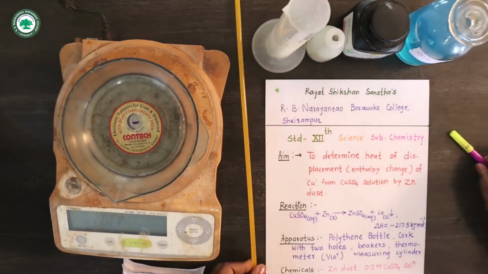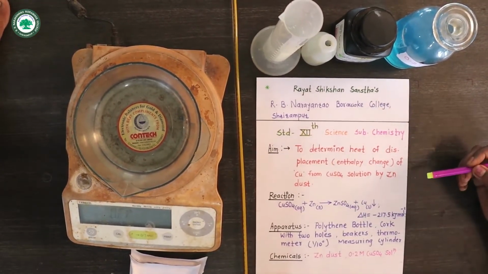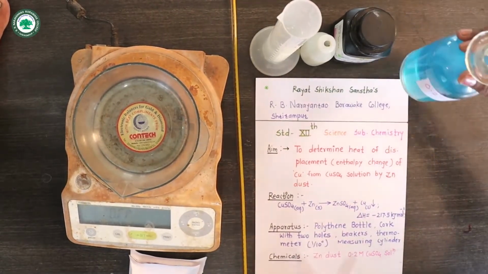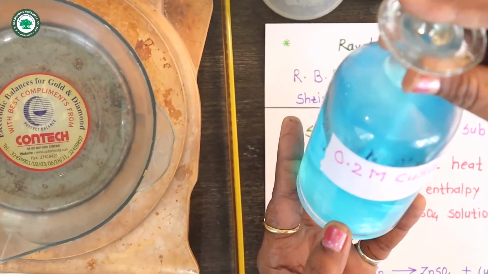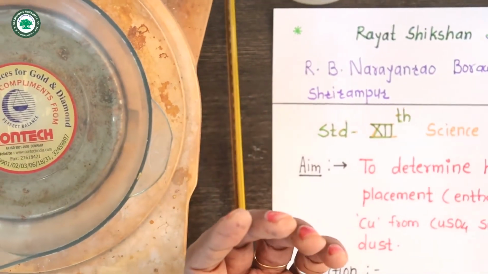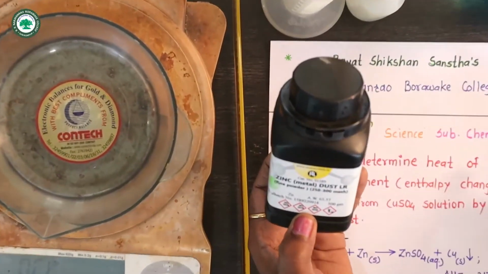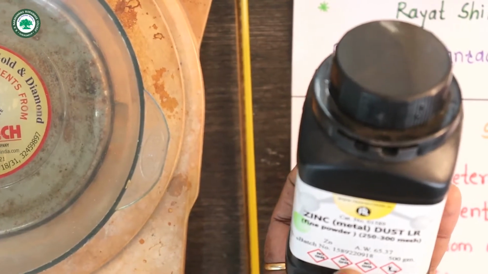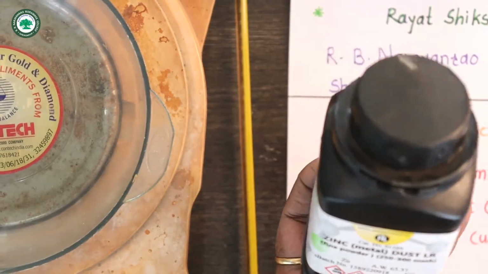Now let us first see what reaction takes place in this experiment. Copper sulfate solution has a blue color, and we are going to use 0.2 molar copper sulfate solution. We are going to use zinc metal in the form of dust, and the metal copper is going to be displaced by the zinc metal.